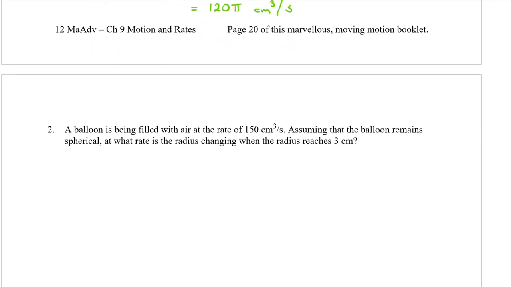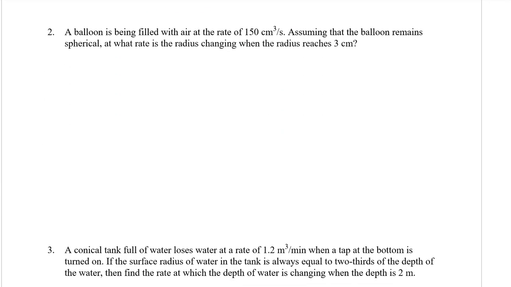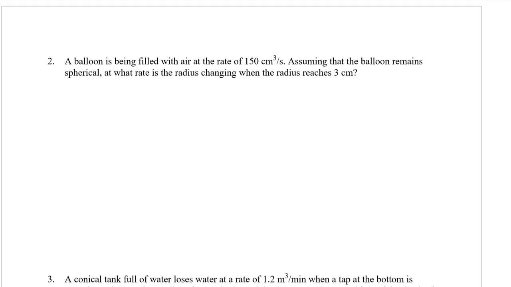Okay, question 2. Let's try another one. A balloon is being filled with air at a rate of 150 centimetres cubed per second. Now, it doesn't really emphasise what that represents, but the units help. It's a centimetre cubed per second. Centimetres cubed has got to be a volume. That is the volume changing over time.